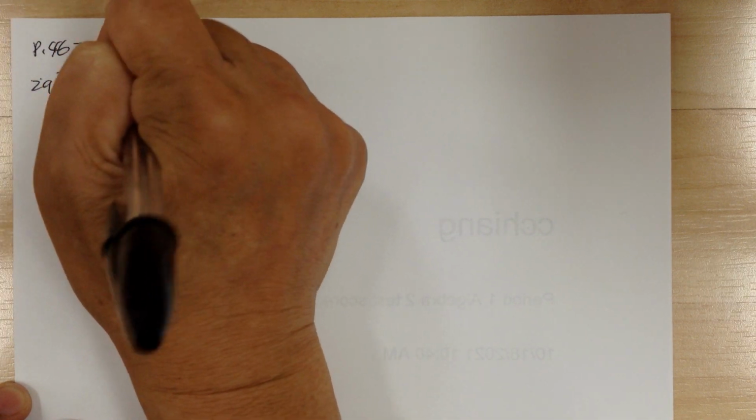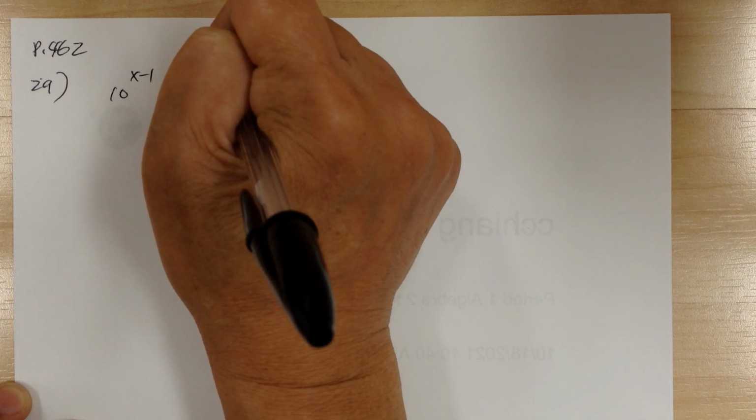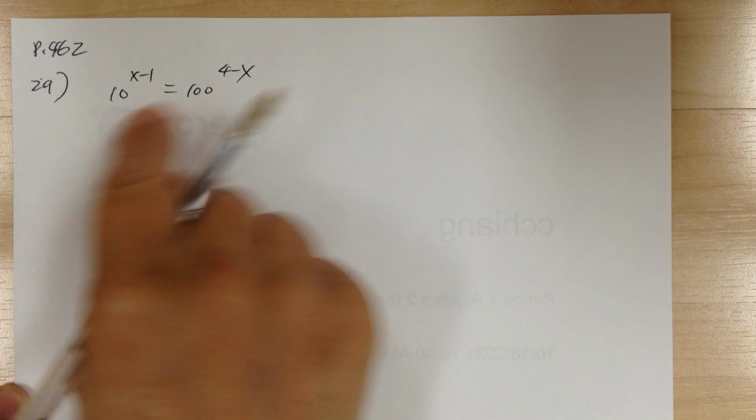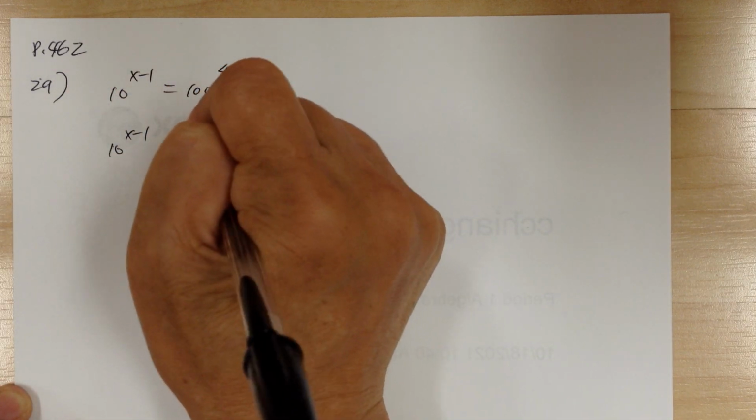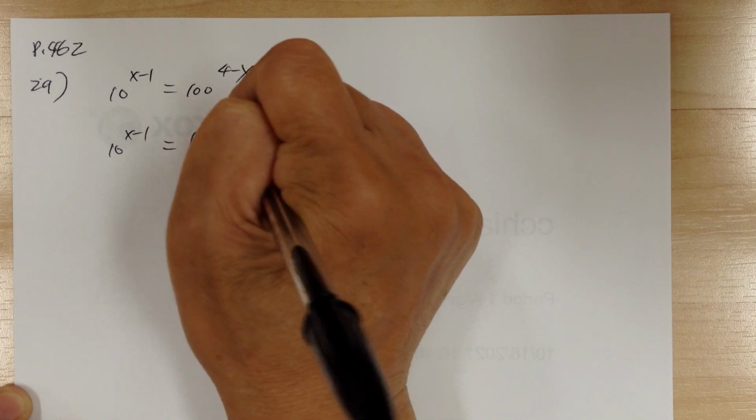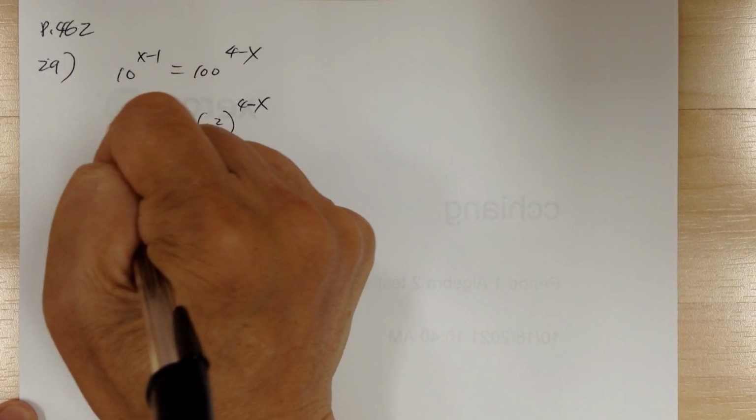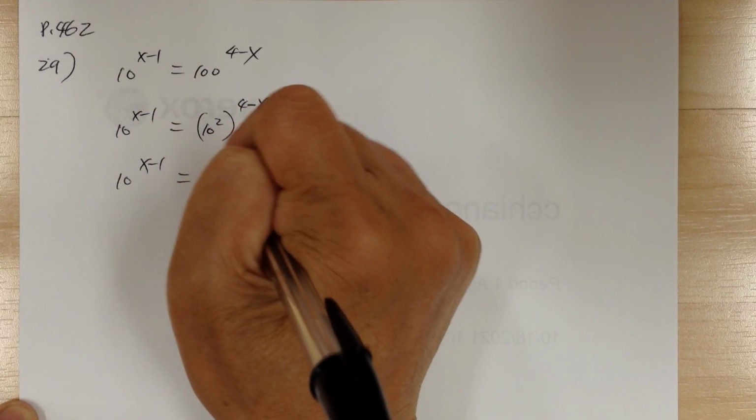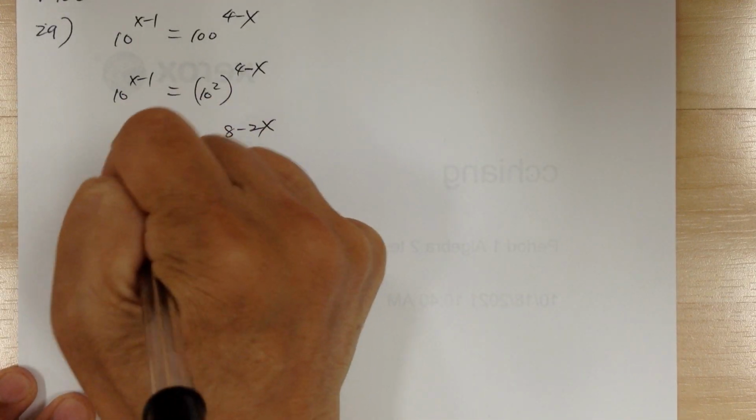You have 10 to the x minus 1 equal to 100 to the 4 minus x. Okay, so that's going to change to base 10, so that would be the same. So 100 equal to 10 squared. Okay. Then after that, apply the power rule. So you got 10 to the x minus 1 equal to 10 to the 8 minus 2x. Then match up the two sides.